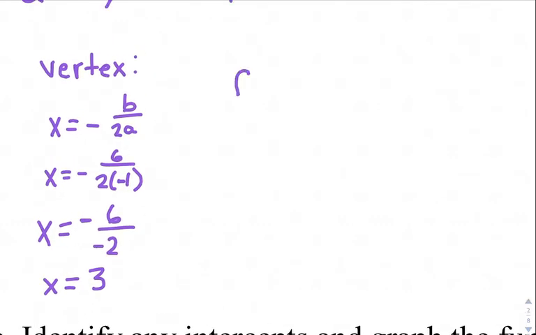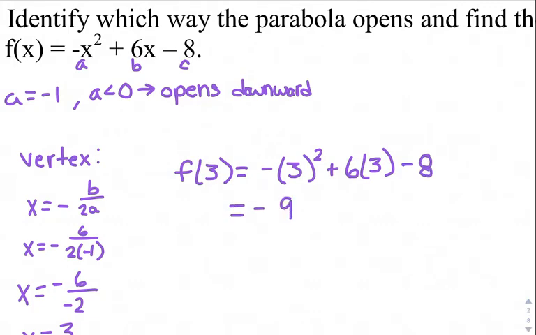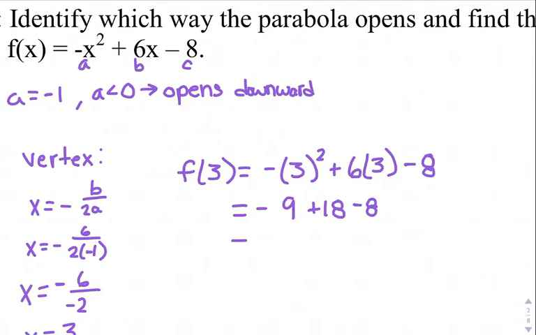Now part 2 is I have to plug in 3 into my equation. So remember, my equation was negative x, which I'm going to plug in 3, squared, plus 6 times x, which I'm plugging in 3 again, minus 8. So this is going to be negative 9. 3 squared is 9, and then I have that negative out in front. 6 times 3 gives me 18. Bring down the negative 8. So negative 9 plus 18 minus 8 would give me 1. So that means my vertex is at 3, 1.